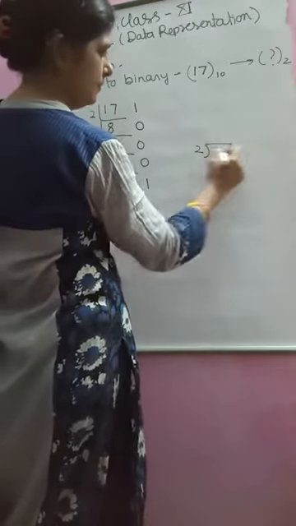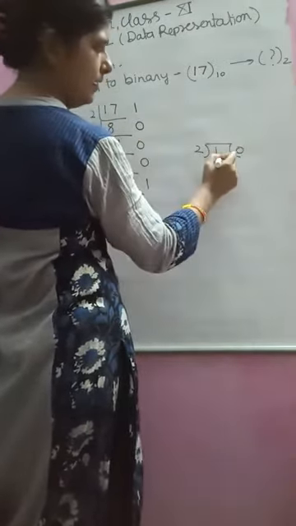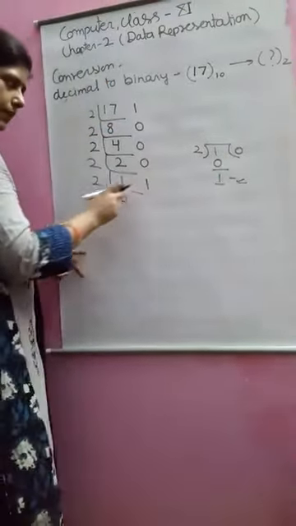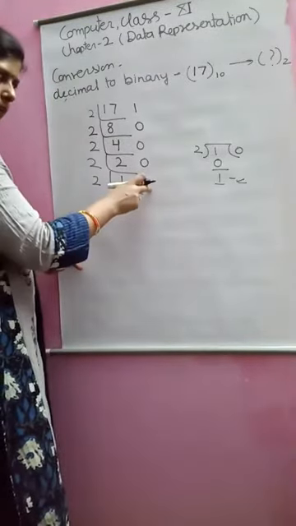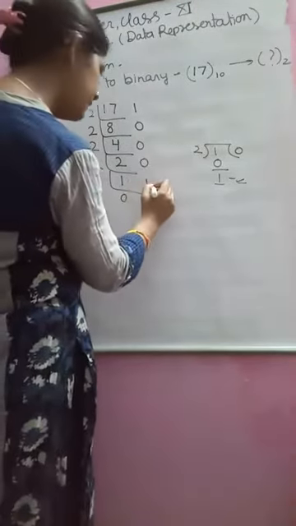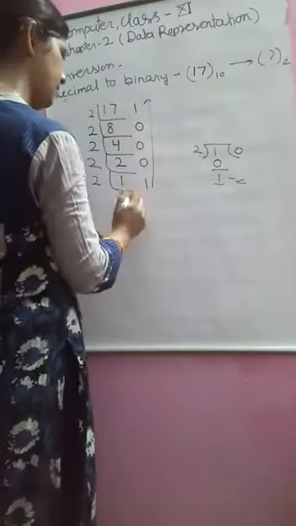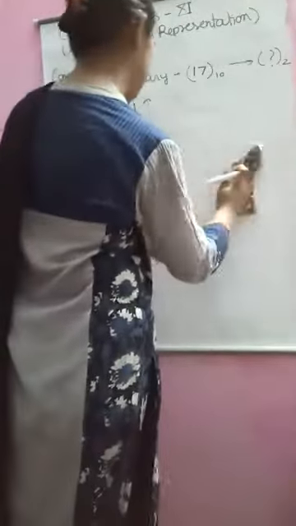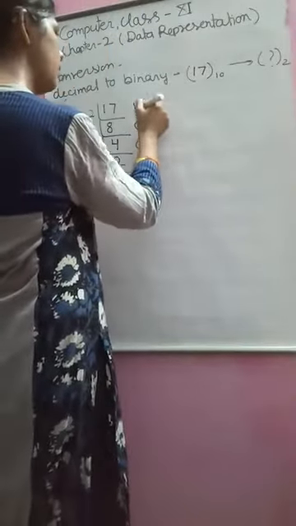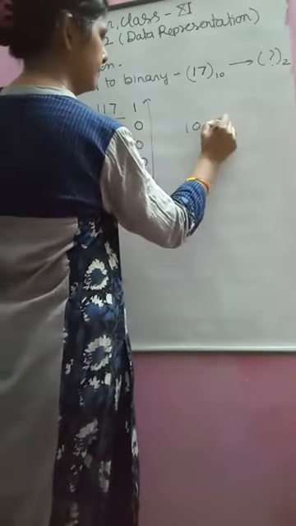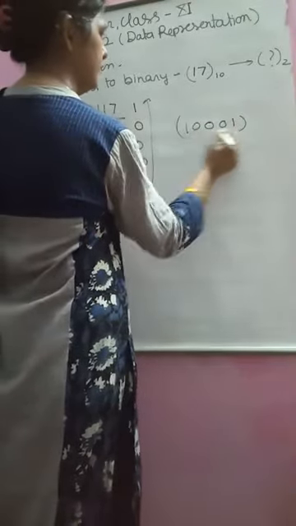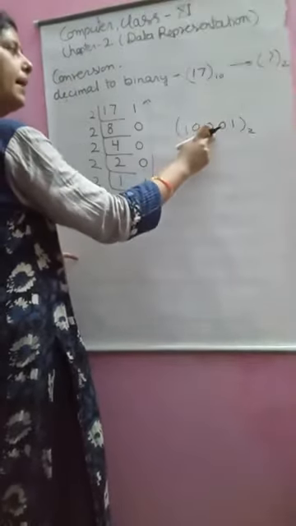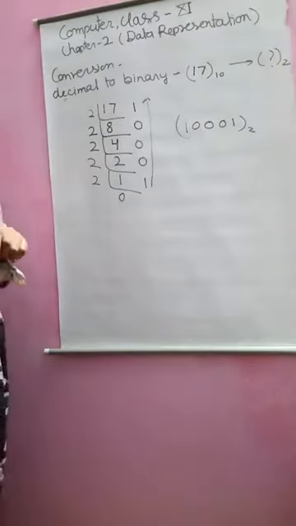Divide 1 by 2: 0 times, and 1 remainder. Here is 1 remainder. Then read it from this side. The value is 10001. It means in decimal it's 17, and in binary 10001.